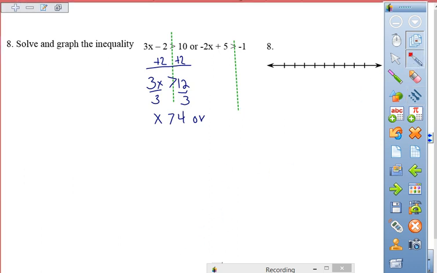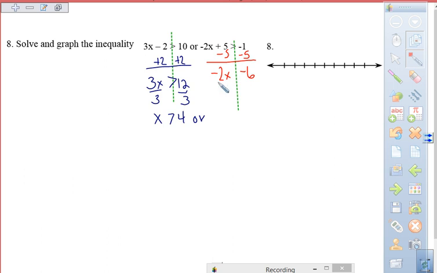Now we have a separate inequality, so I'm going to subtract 5, and I get negative 2x, negative 6, and now I'm dividing by a negative. So then, negative divided by negative is positive, and I have to flip my sign.